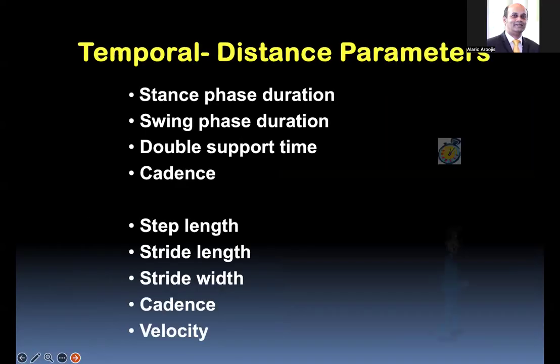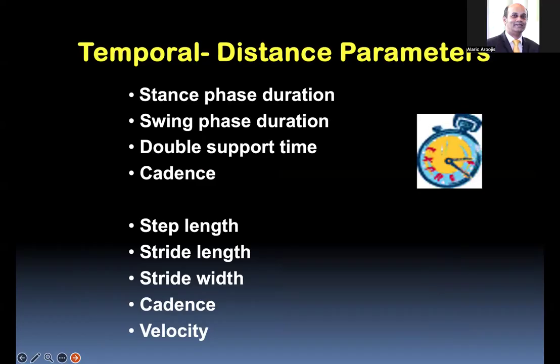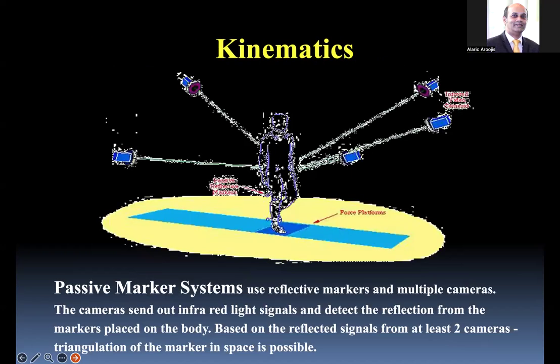So if you look at the various temporospatial parameters, these are very basic data which are captured by a gait lab. We're basically looking at the duration of stance or swing phase, how much time is spent in double support, what is the cadence, which means the number of steps those children are taking per minute, what is the step length, the stride length and the width, and what's the velocity of walking. So these are very simple parameters that are measured, but give us a lot of understanding about how these children are performing in temporospatial terminologies.